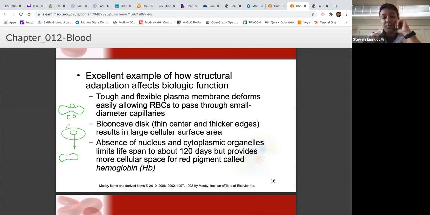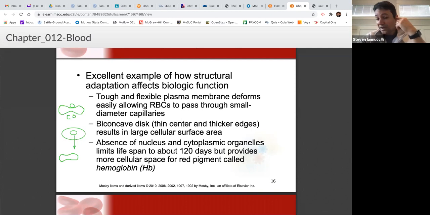Okay, so the shape of this cell is really, really going to help its function. Because if the cell had the nucleus and it stayed round like this, there would be no place to hold hemoglobin. There would be no place to put carbon dioxide and oxygen. Okay, so it wouldn't function properly. It wouldn't function as a red blood cell.